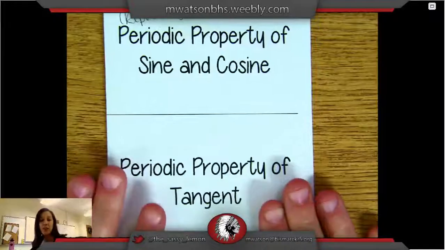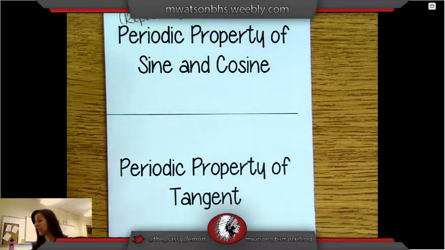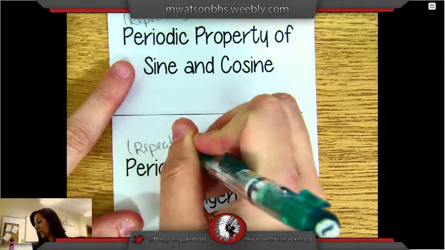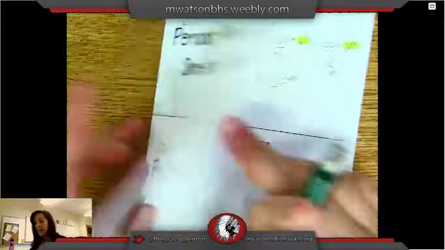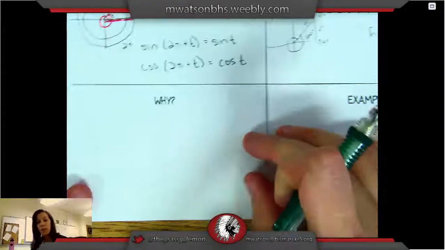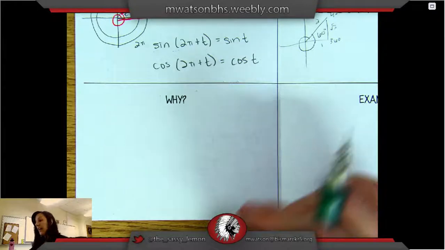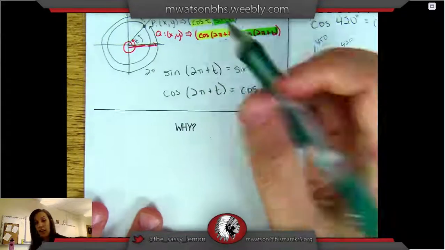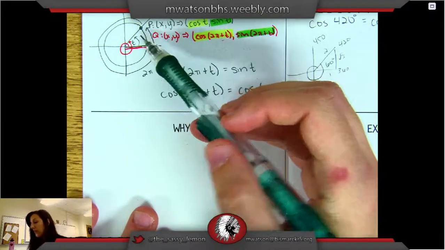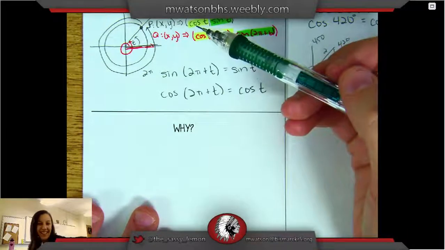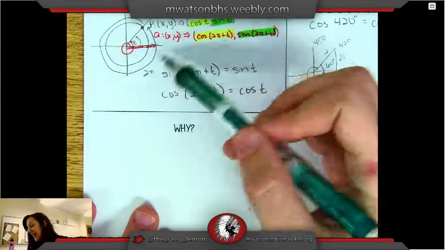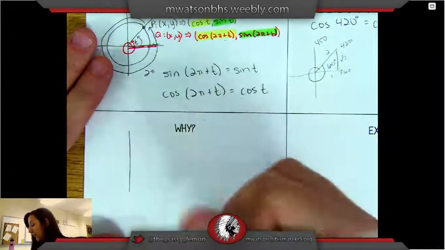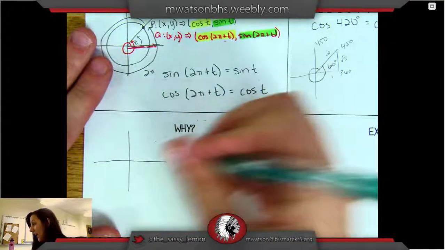Now let's talk about the periodic property of tangent, which again really just means the repeating property of tangent. The reason why it's separate is because tangent actually repeats at a different radian amount than cosine and sine. Cosine and sine repeat after 2 pi, but tangent actually repeats every pi radians. And I'll prove it to you.